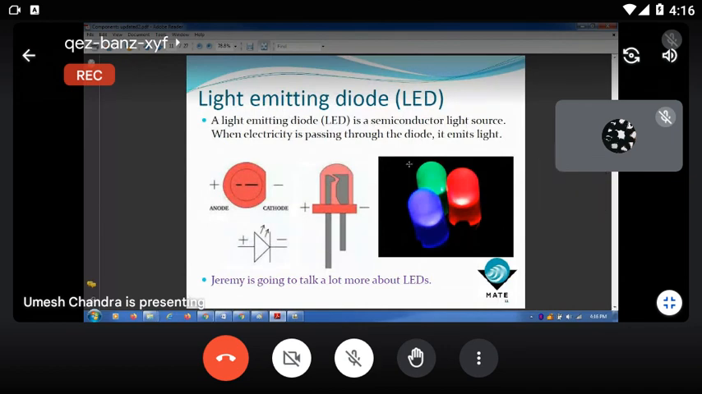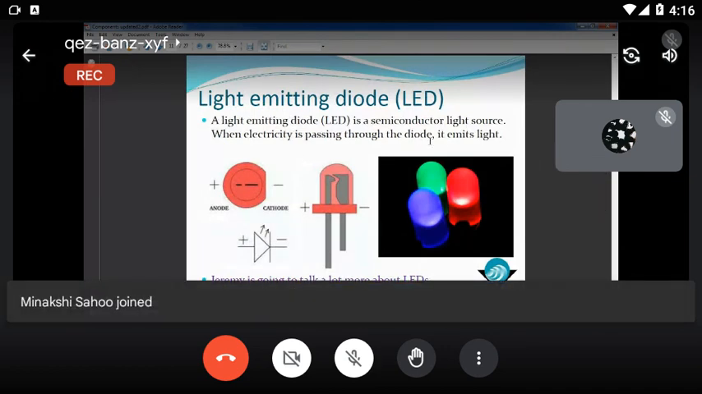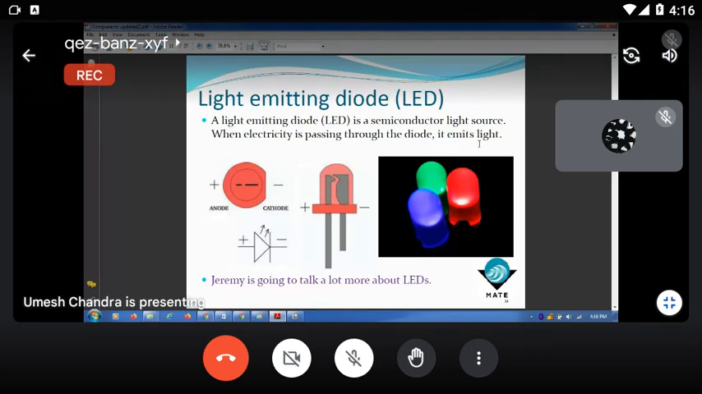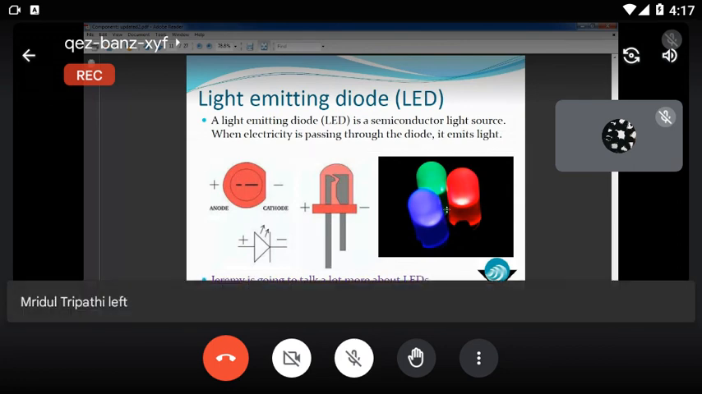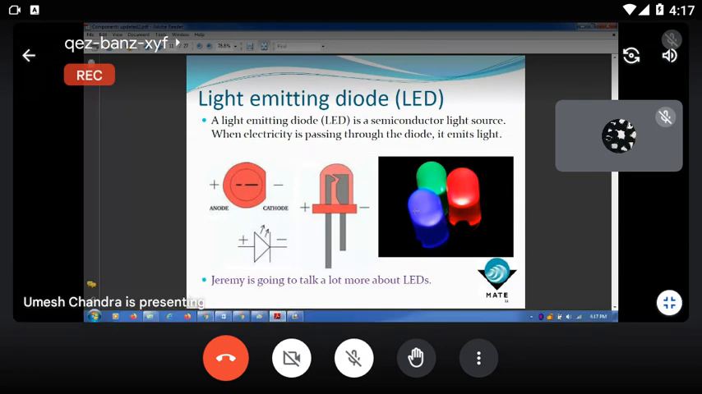Light emitting diode is a semiconductor light source. When electricity is passing through the diode, it emits light. Actually, in the third experiment, you use the LED and PN junction diode. That is the VI characteristic of diode. Here are 3 LEDs, green, blue, and red.